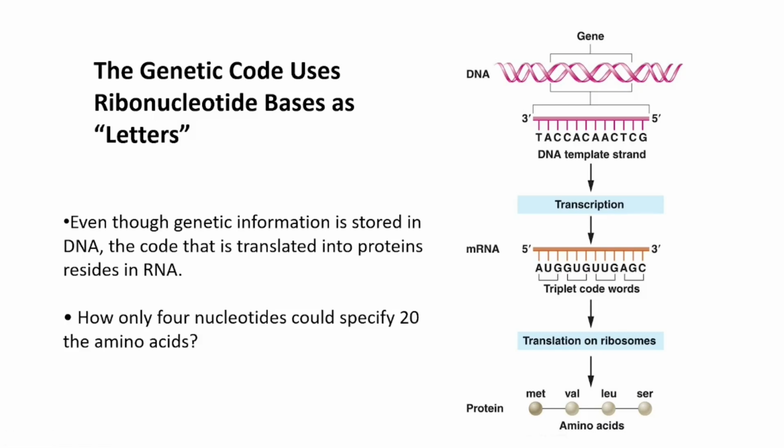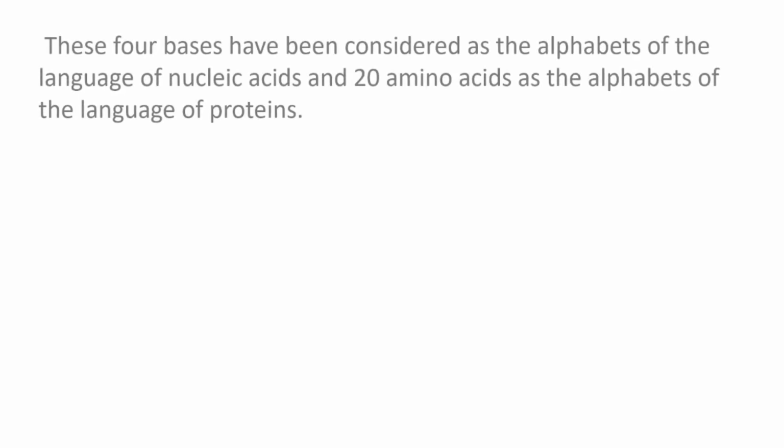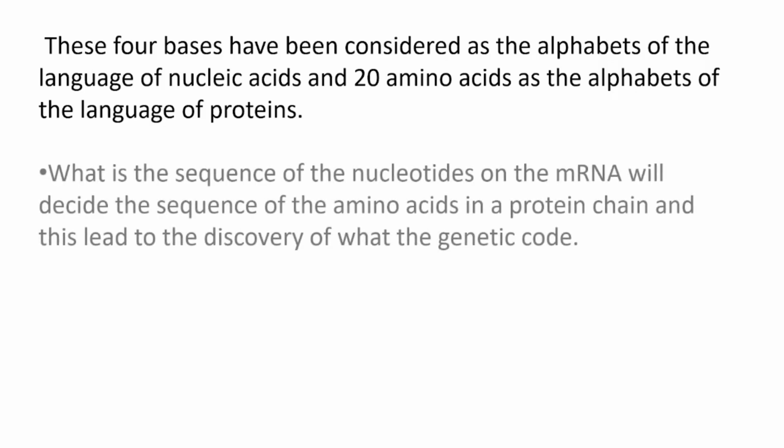So, how are only 4 nucleotides used to specify the 20 amino acids? The 4 bases have been considered as the alphabets of the language of the nucleic acids and 20 amino acids as the alphabets of the language of the proteins. So, the sequence of nucleotides on the mRNA will decide the sequence of amino acids in the protein chain, and this led to the discovery of what we today call the genetic code.